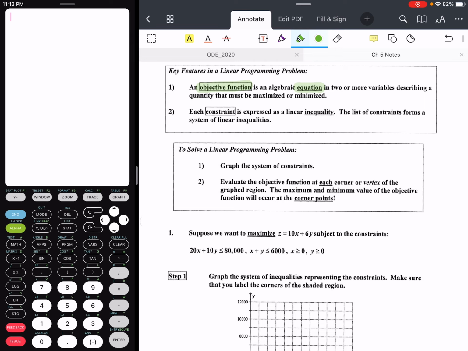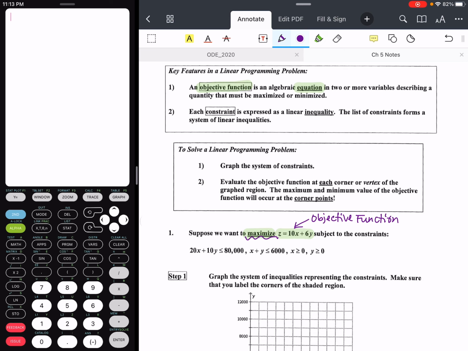So skipping down to number 1 just for a moment, it says suppose we want to maximize z equals 10x plus 6y. So this guy is my objective function. Right, and our goal is to maximize the value of that objective function.